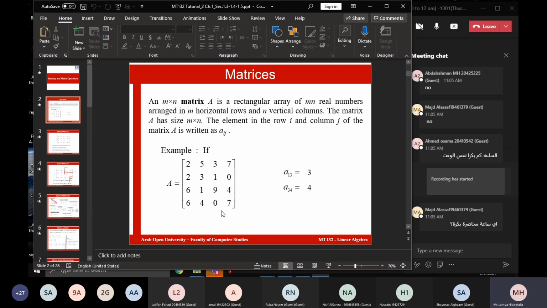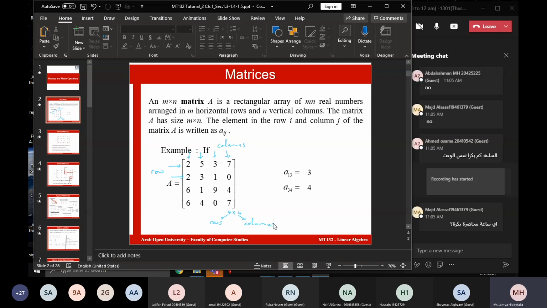Each matrix has a dimension. For instance, this matrix has 1, 2, 3, 4 rows and 4 columns, so we say that the dimension of this matrix is 4 times 4. Here are the rows, and these are the columns of the matrix. So the dimension is the number of rows times the number of columns.